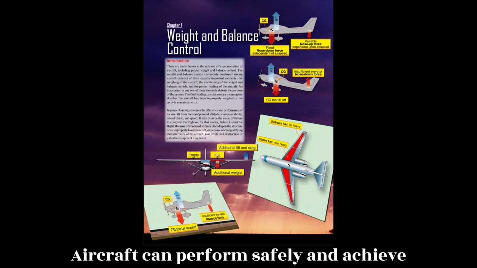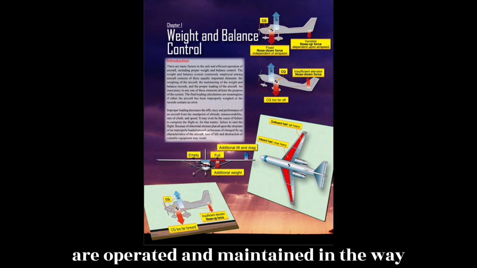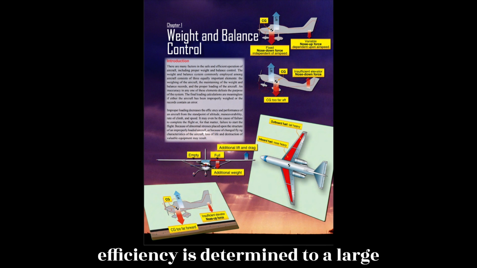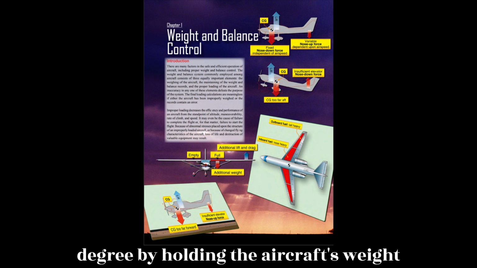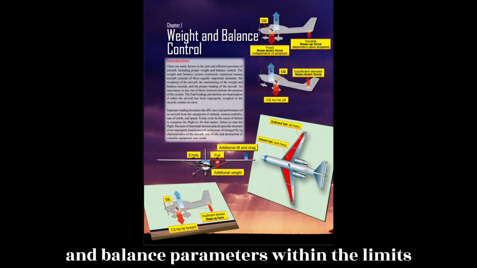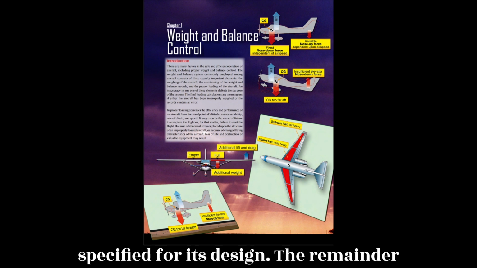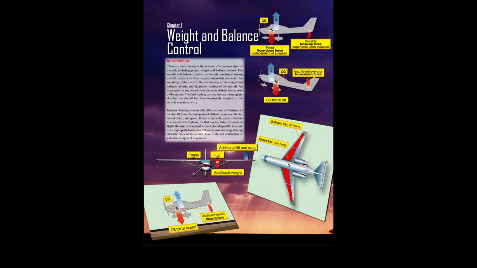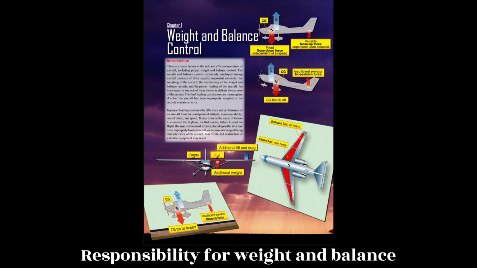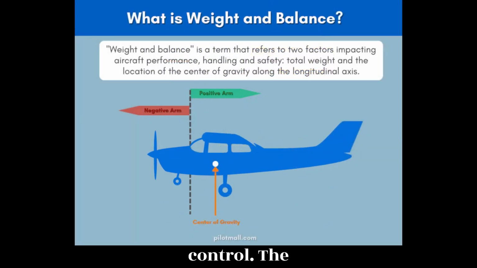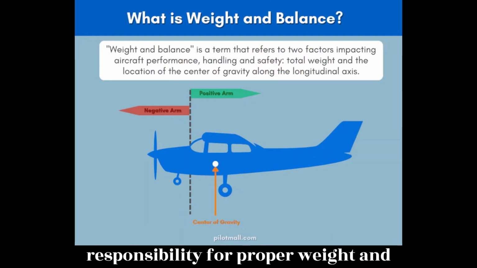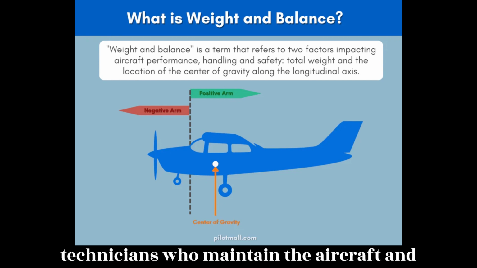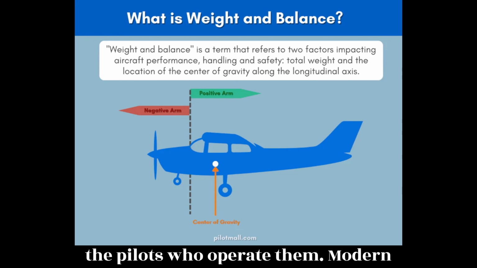Aircraft can perform safely and achieve their designed efficiency only when they are operated and maintained in the way their designers intended. This safety and efficiency is determined to a large degree by holding the aircraft's weight and balance parameters within the limits specified for its design. The remainder of this handbook describes how this is done. Responsibility for weight and balance control. The responsibility for proper weight and balance control begins with the engineers and designers and extends to the technicians who maintain the aircraft and the pilots who operate them.